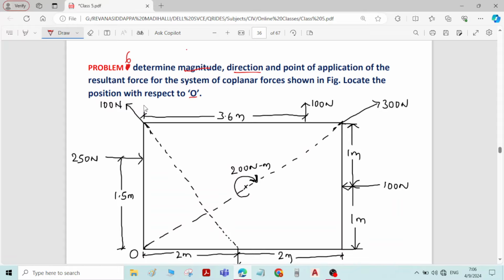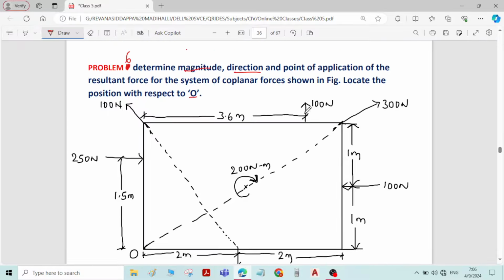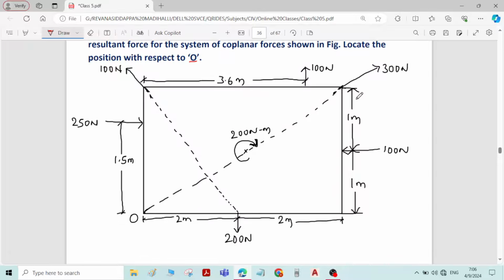So initially we will identify all the inclined forces and write the components for inclined forces. Here we have 100 Newton and 300 Newton forces as inclined forces. For that we have to write the components first. To write the components we need the angles. The angles are not given, we have to find them. Let me call this angle theta 1, this angle theta 2.